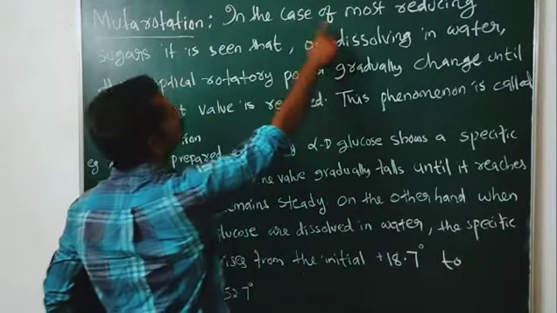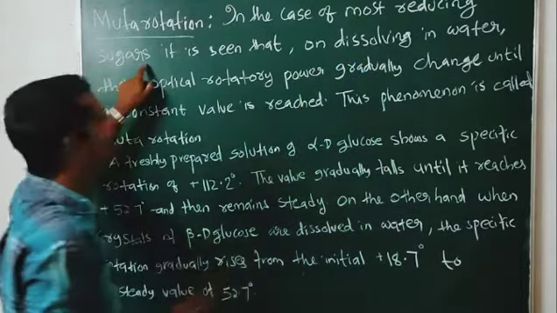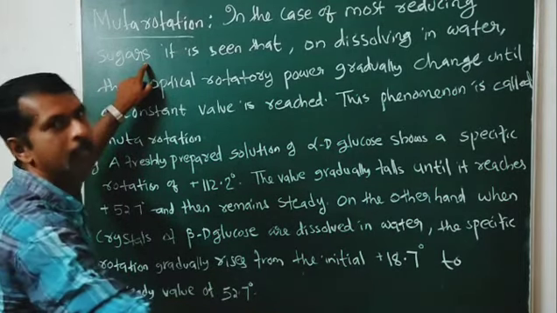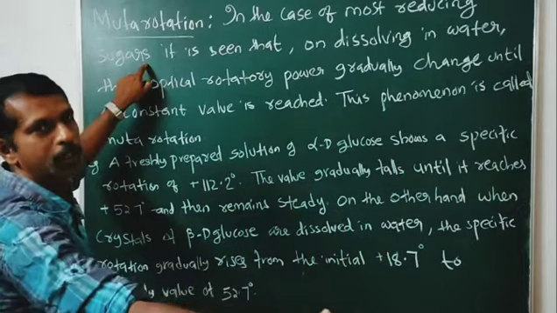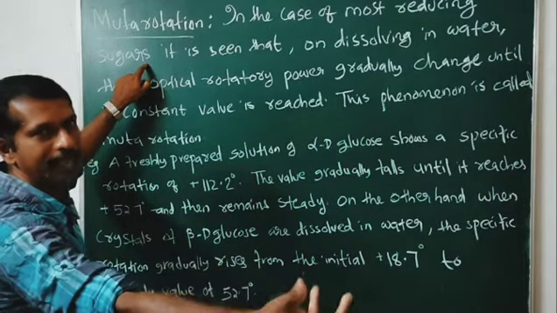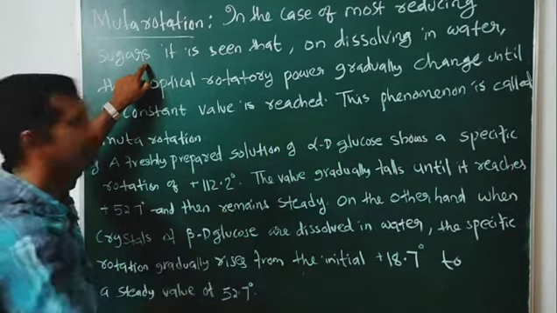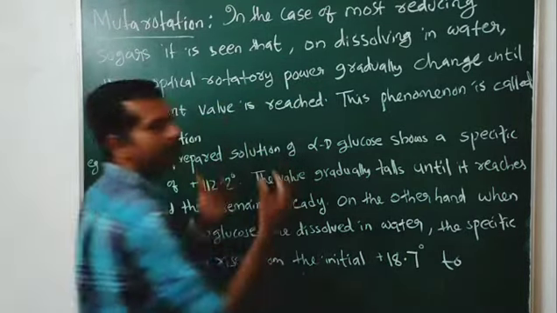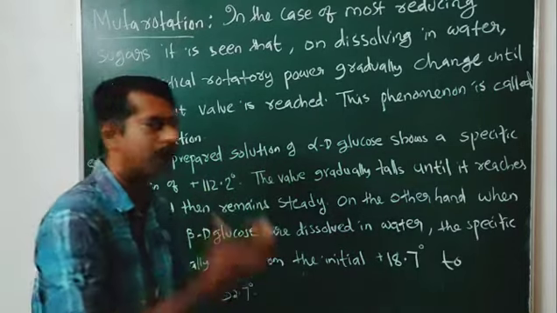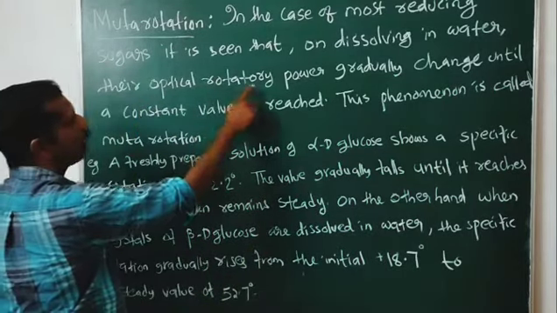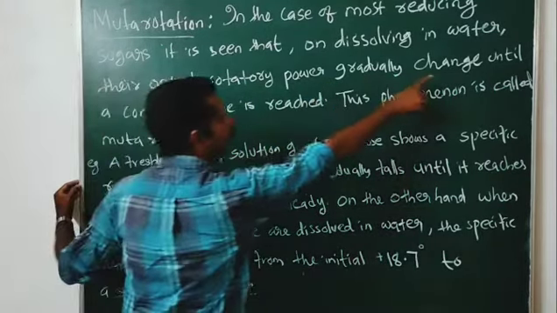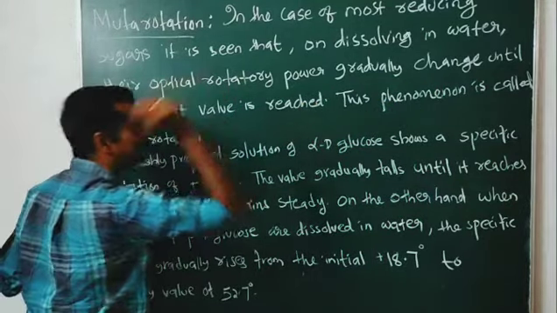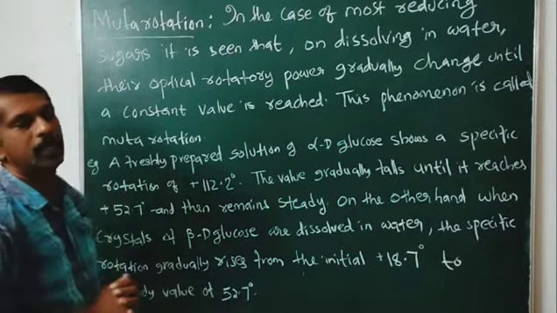So in the case of most reducing sugars, like our glucose, due to the presence of the CHO group they can reduce Tollens' reagent, Fehling's solutions, etc. Therefore, they are known as reducing sugars. It is seen that on dissolving in water, their optical rotatory power gradually changes until a constant value is reached. This phenomenon is called mutarotation.